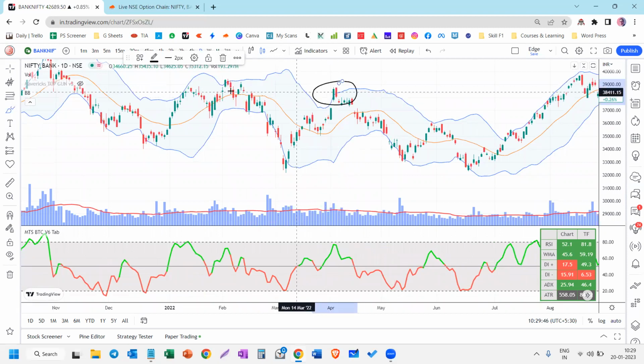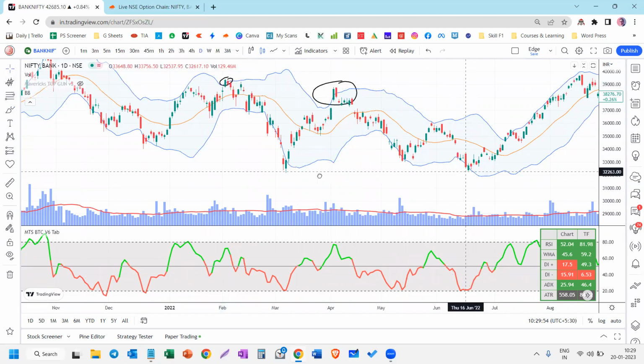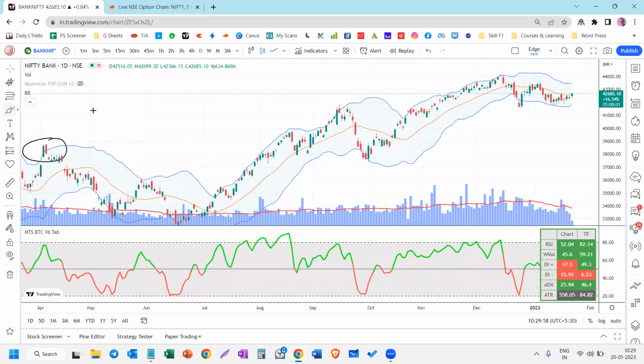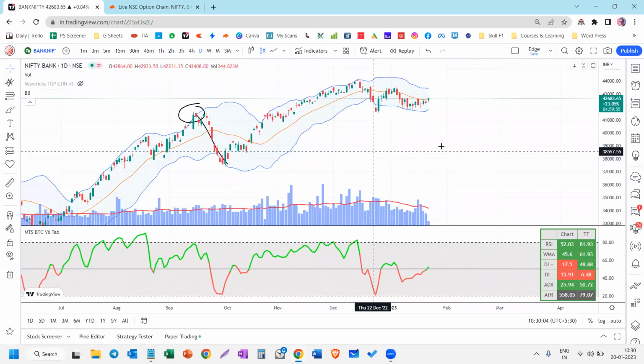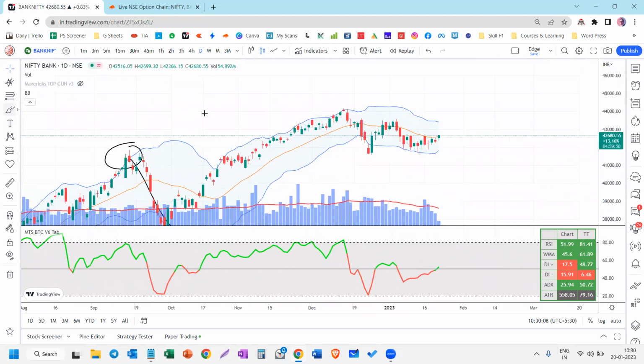see over here, the markets have fallen. They come back to the 20 SMA, take support and go up. See over here, the same thing happening, right? It came down. Over here also the same thing happened, right?